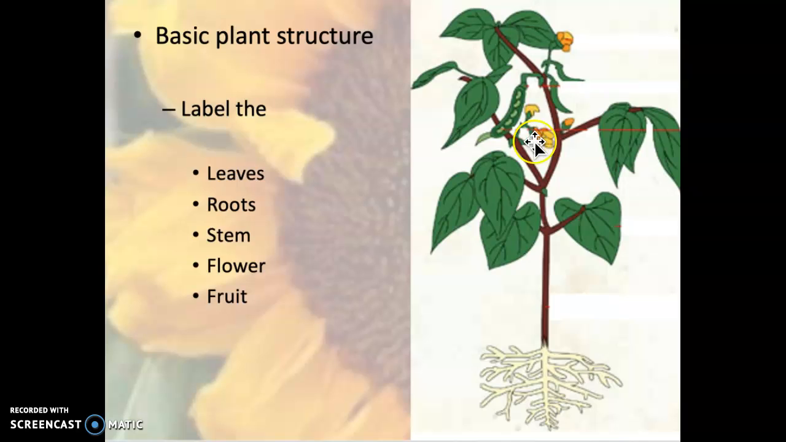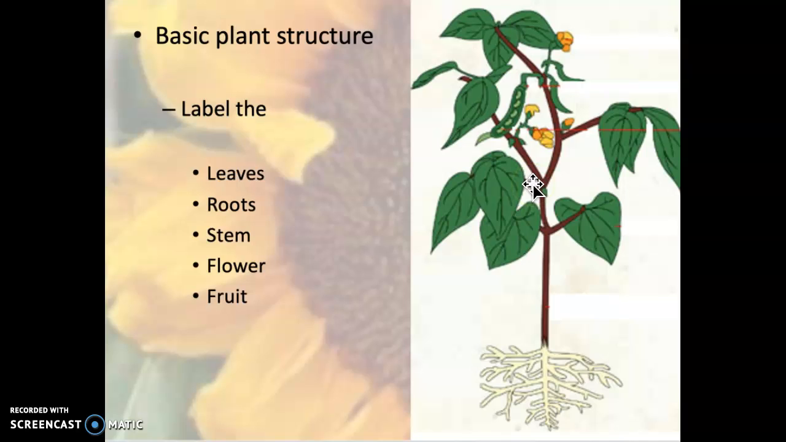Not all plants have seeds and fruits. Well, they all have seeds, but they don't all have fruit. Some, like pine cone trees, have different structures. And even though this is like a bean, we say that that's the fruit because it's the casing around the seeds.